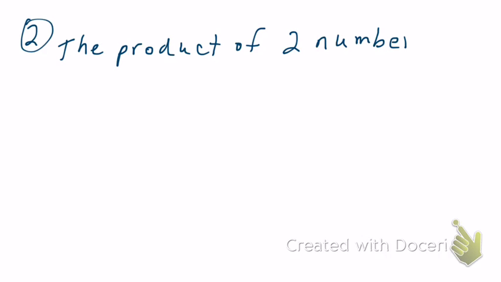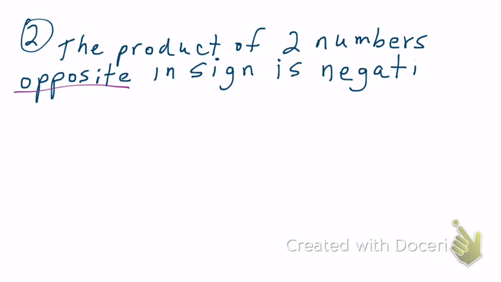The product of two numbers opposite in sign is negative. So a negative times a positive is going to give you a negative, for example. So 4 times negative 8 is going to be a negative number. Since 4 times 8 is 32, we get negative 32.